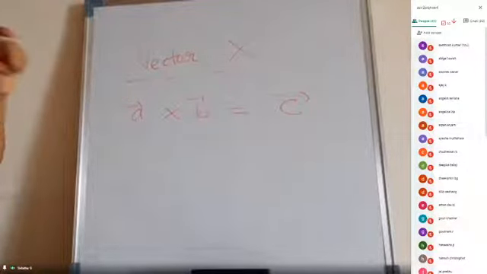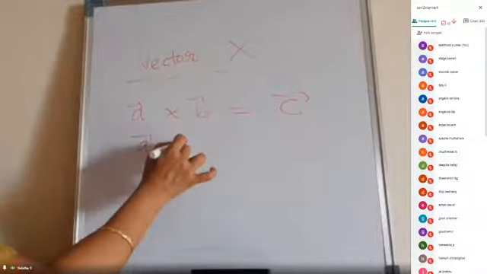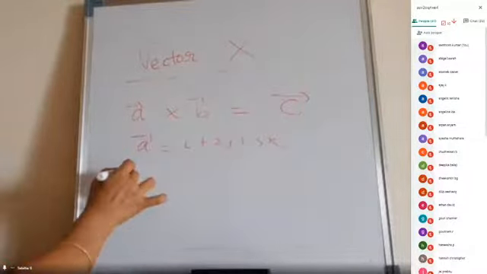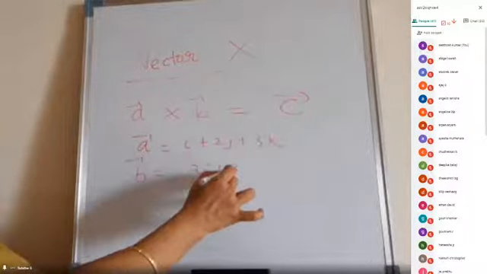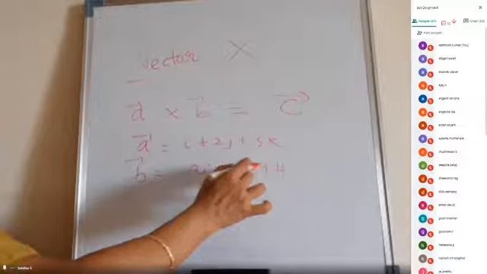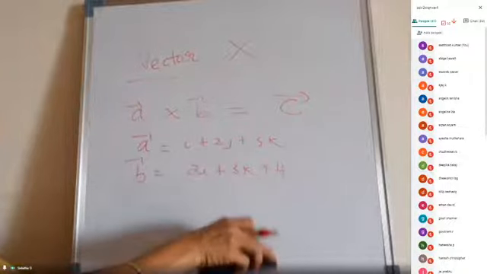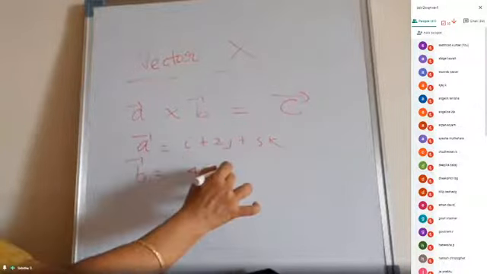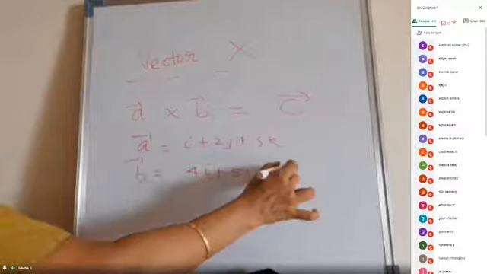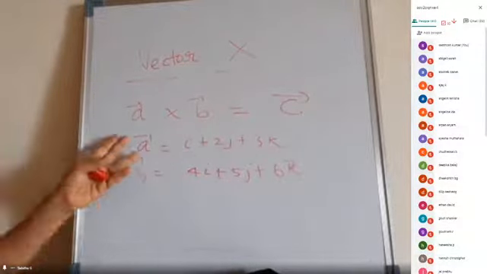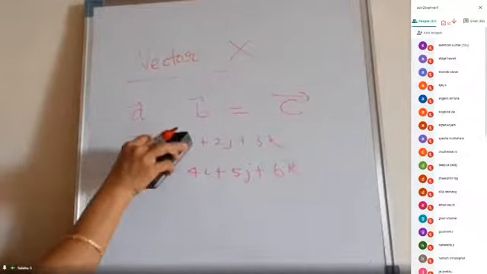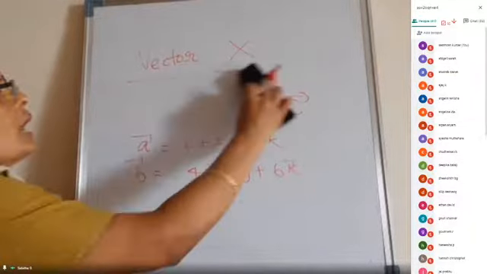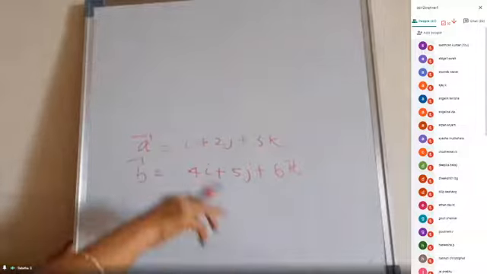How can I do A cross B? Suppose A vector is i plus 2j plus 3k, and B vector is, listen, 4 plus 5 plus 6. A vector, B vector. Ma'am, if it is dot, I do i, i, j, j, k, k. How can I write, ma'am, for A cross B?